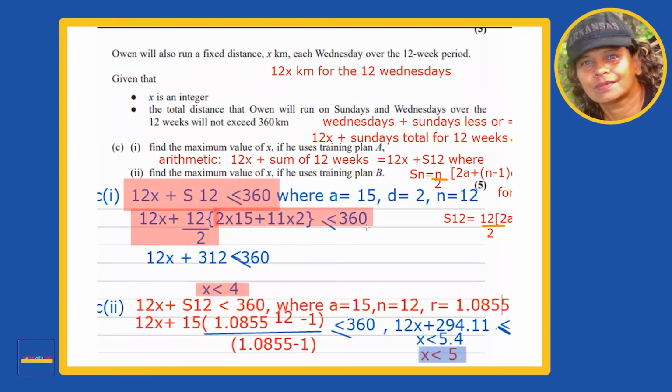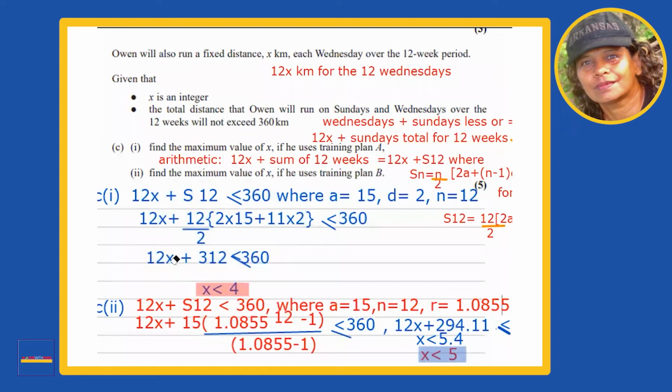And I end up with this inequality where we have 12x and this whole expression here is going to end up being 312. So we have 12x plus 312 is less than or equal to 360. Okay, so once we do that, when we solve it, we end up with x less than or equal to 4. And we'll get a perfect answer of 4. Now that's for C part 1.